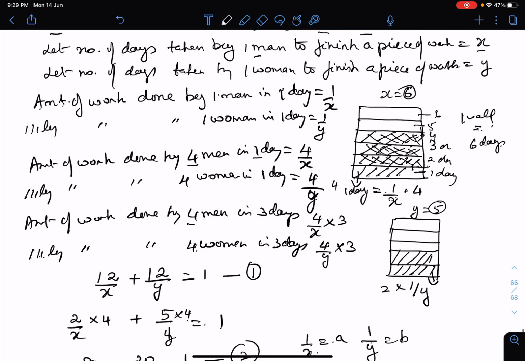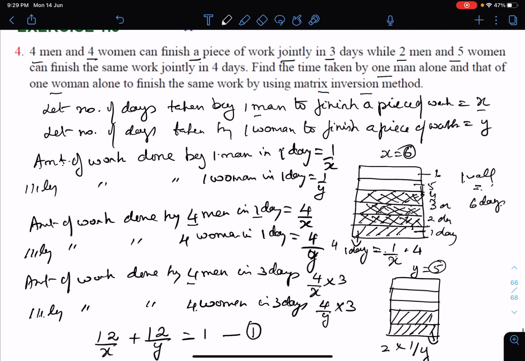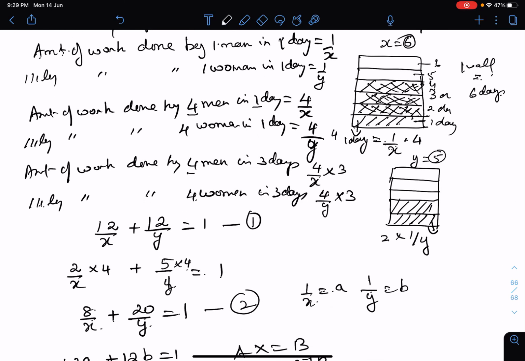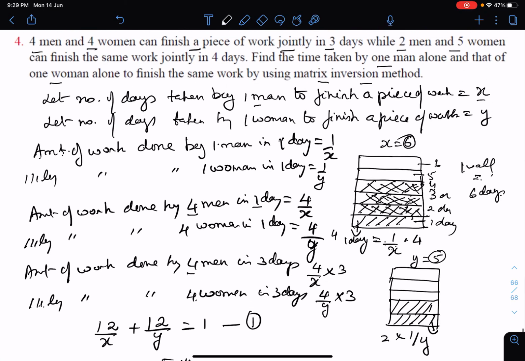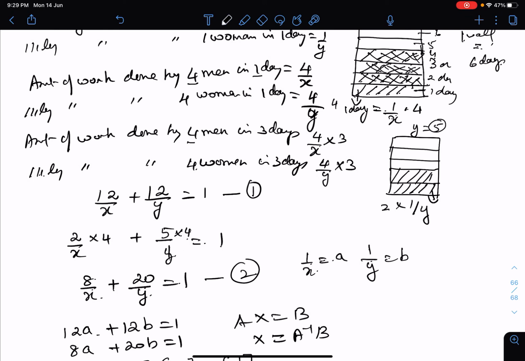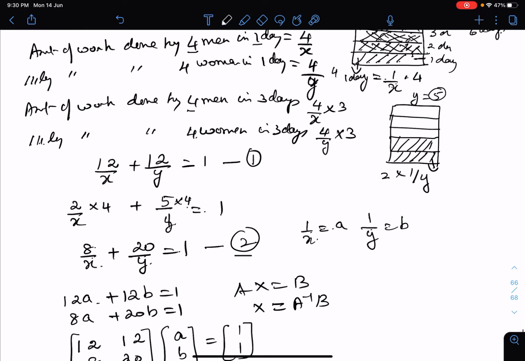Similarly, for the second equation they have given 2 men and 5 women. So I have taken 2 by x and 5 by y, and how many days are they working jointly? For 4 days. So I have multiplied by 4: 2 by x into 4 and 5 by y into 4 equal to 1. So our second equation is 8 by x plus 20 by y equal to 1. Now 1 by x and 1 by y we cannot keep in our matrix and multiply, so I am going to convert 1 by x into a and 1 by y into b.